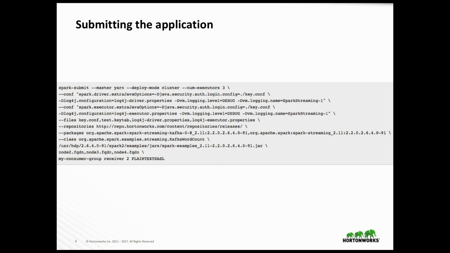So the files argument would have the key.conf, which is the JAS file, the key tab that we have to pass over, the log4j driver properties file, and the executors also. After that, we have the repositories and the packages and everything else that we need to specify if we want the Kafka word count to be able to execute successfully.